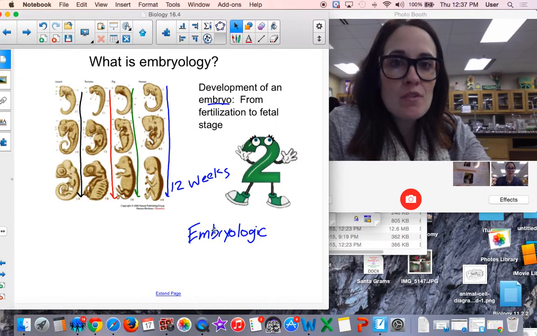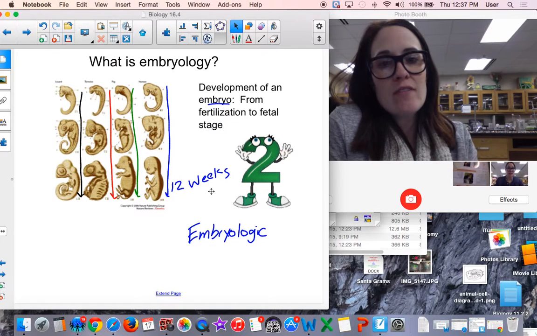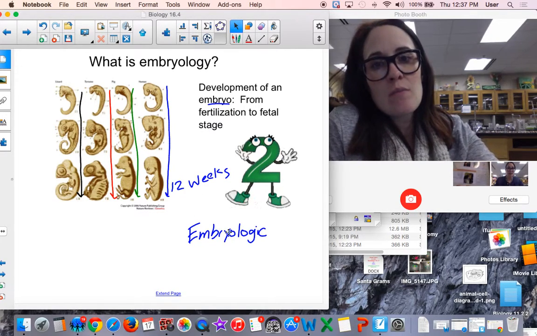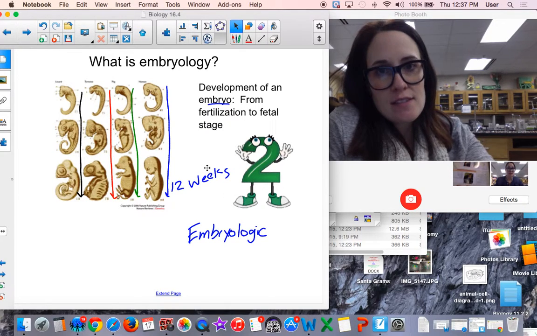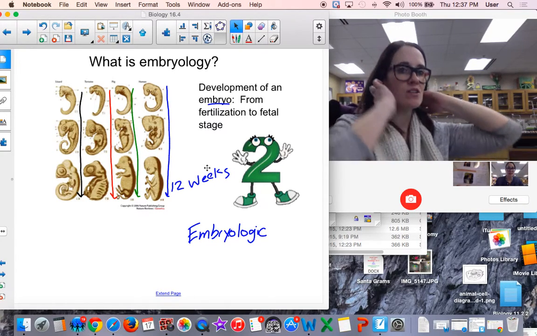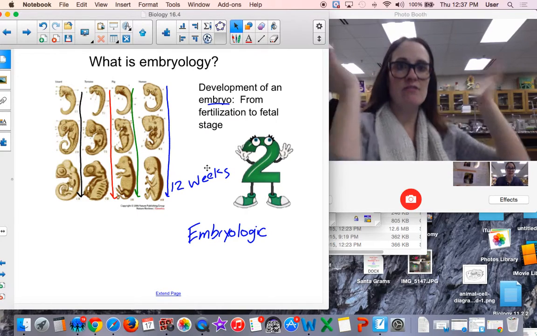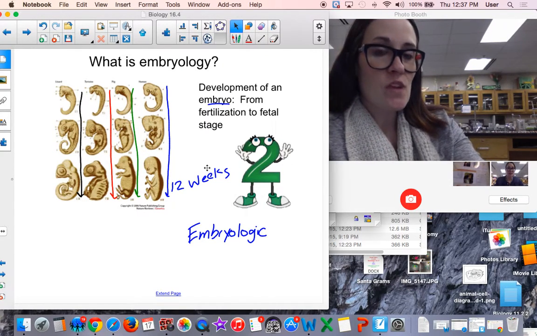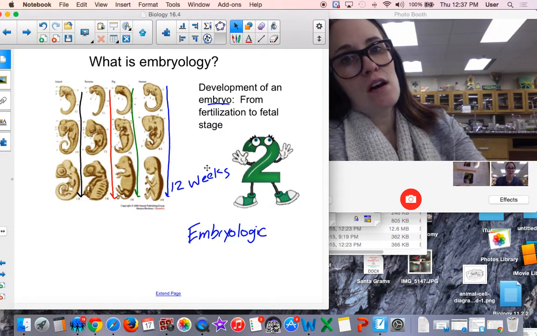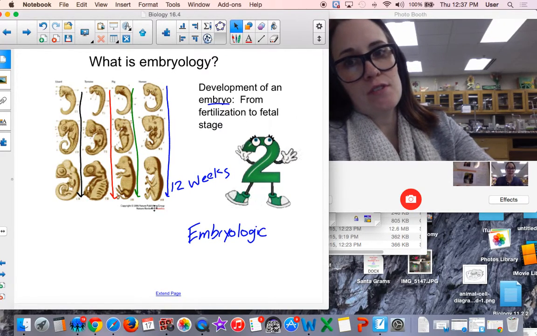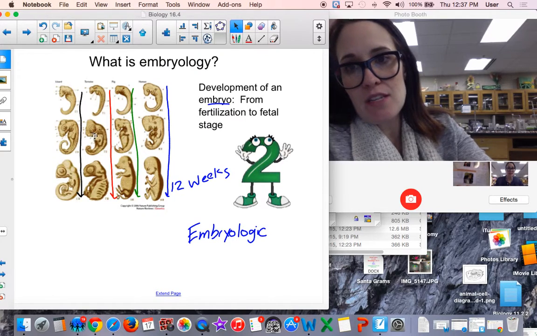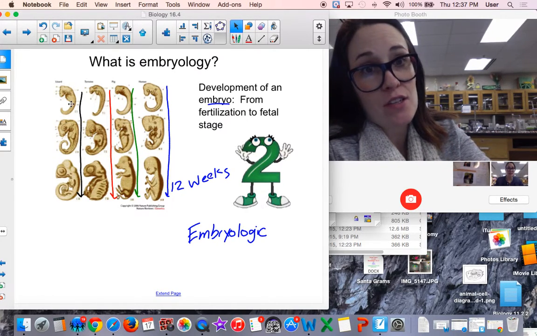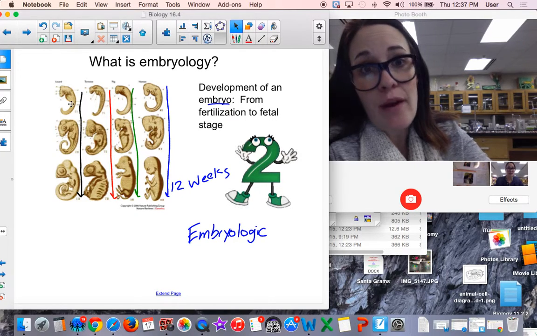Number two, evidence for evolution is called embryologic evidence. And what is embryology? It's the study of the development of an embryo from fertilization, so when a zygote forms, to the fetal stage. So it's the first 12 weeks here. In this image, I have different animals in their embryological bodies compared to each other.